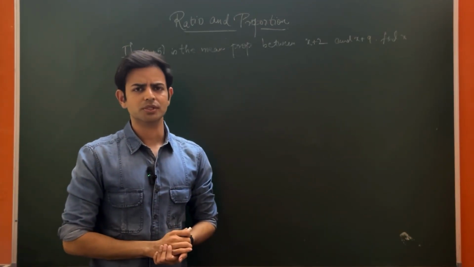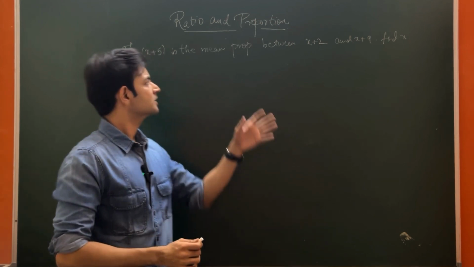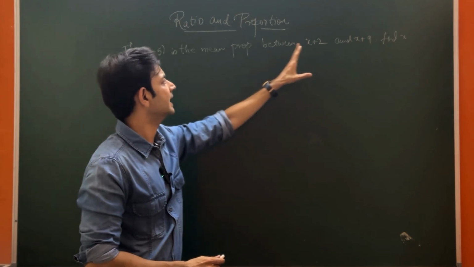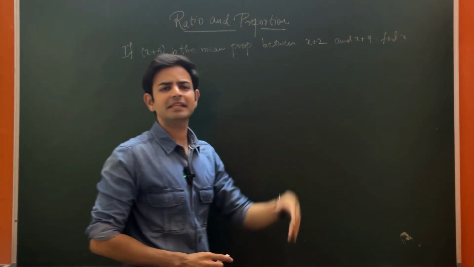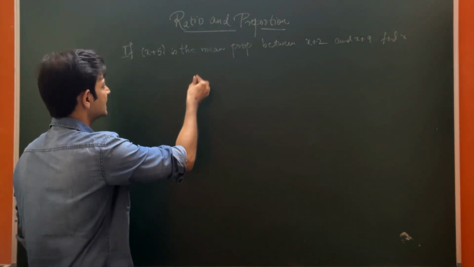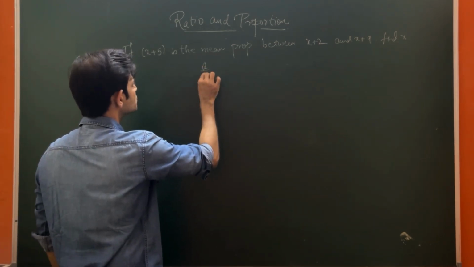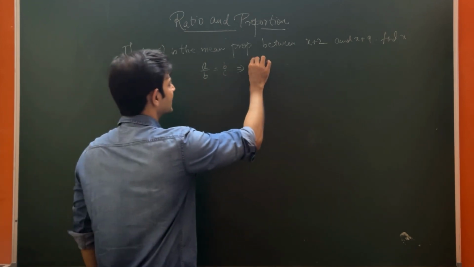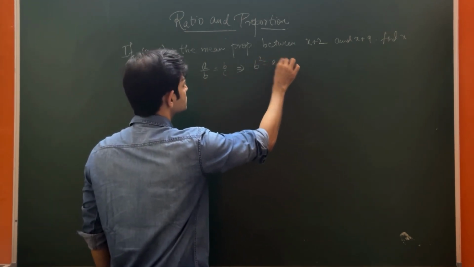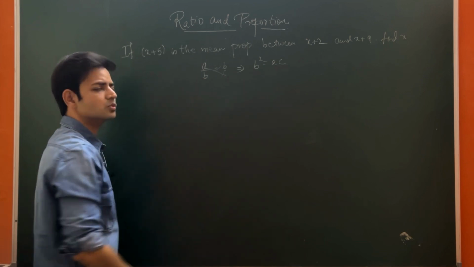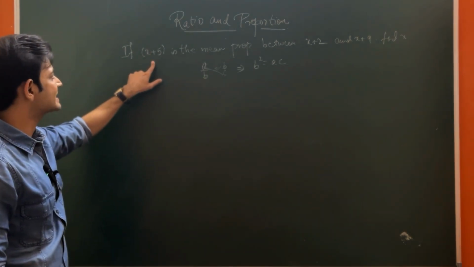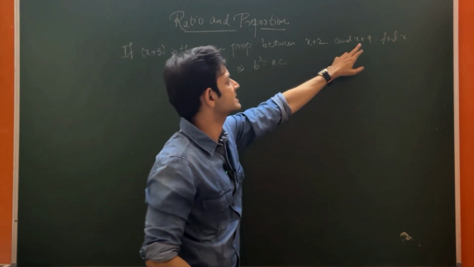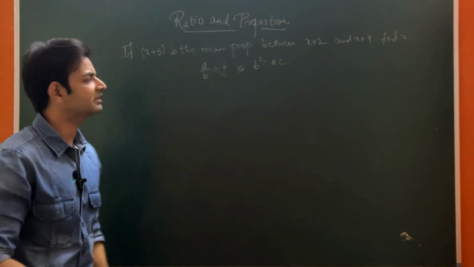Now, let us take a question to understand this concept better. So here we have: if x plus 5 is the mean proportional between x plus 2 and x plus 9, find the value of x. As I just explained, in mean proportional A by B is equal to B by C, so we can say B square is equal to AC. For us, x plus 5 is B, x plus 2 is A and x plus 9 is C. So we'll simply put the values here.